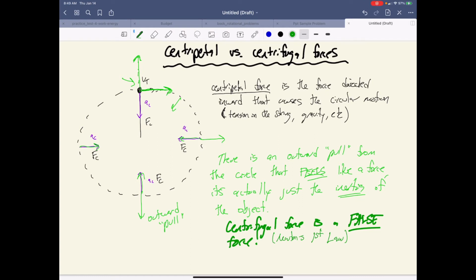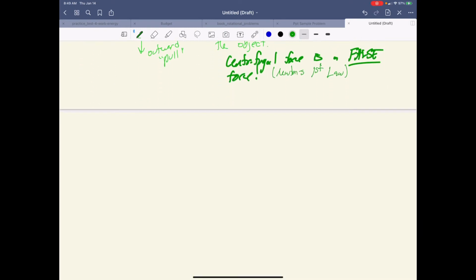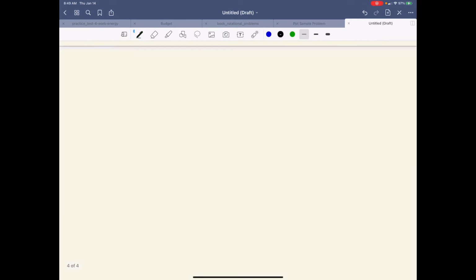All right, so now here comes the interesting part. I'm going to jump down here. I'm going to redraw this ball on a string.